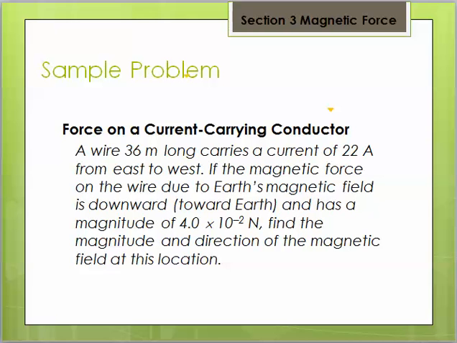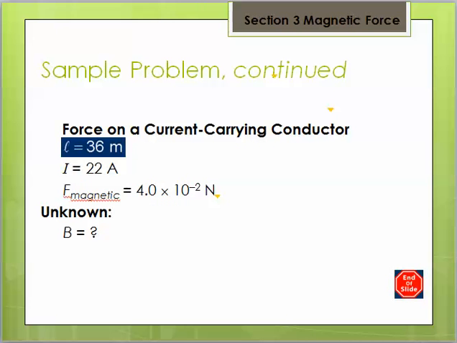Well, here's our list of the given information. The first thing I'm going to try to find is the direction. The current is going east to west. So I'm going to draw a picture of my current going east to west. So my current is going in this direction.